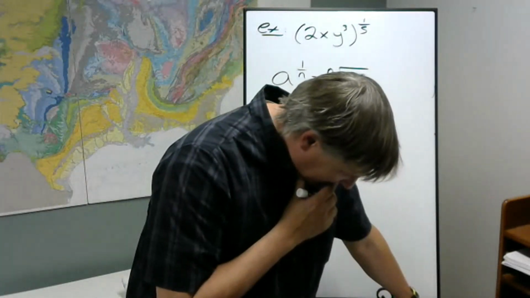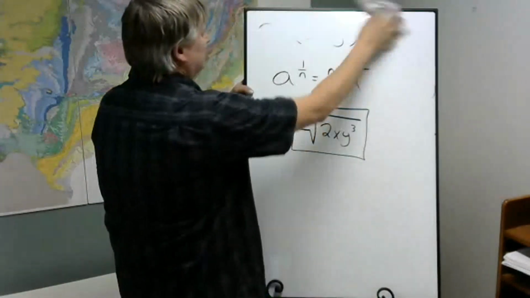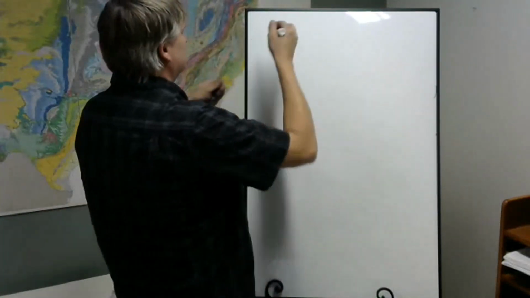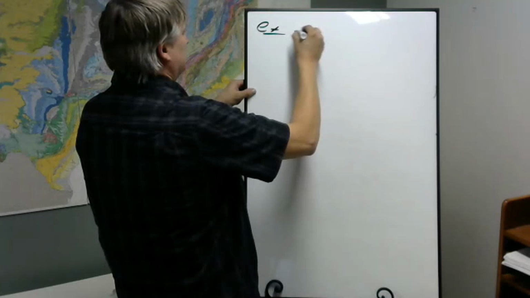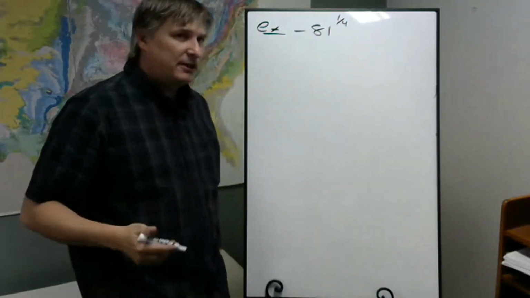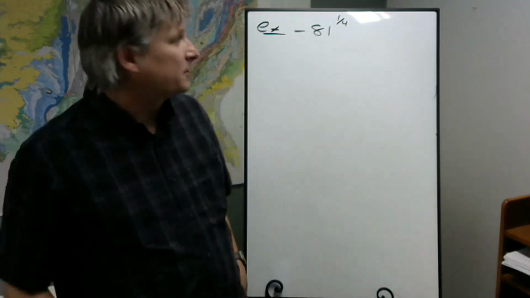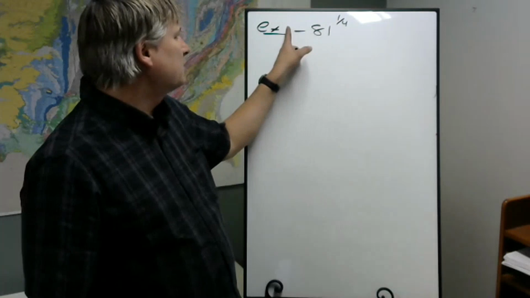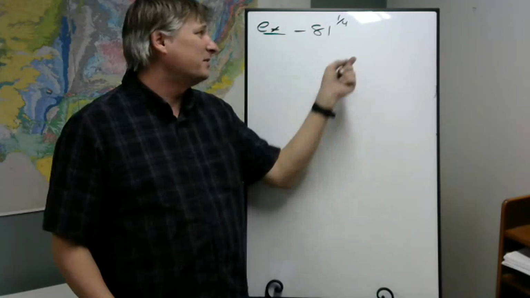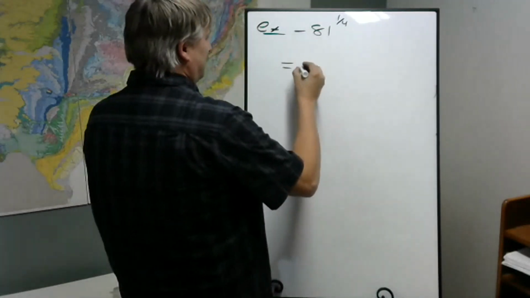Let's see what else. Now, what if you have something like this? Now, this looks like negative 81 to the 1/4. Hold on. Remember with exponents, when we don't have parentheses around the negative and the number, we think of the negative being outside of the calculation that uses the exponent. So we think of it like this.